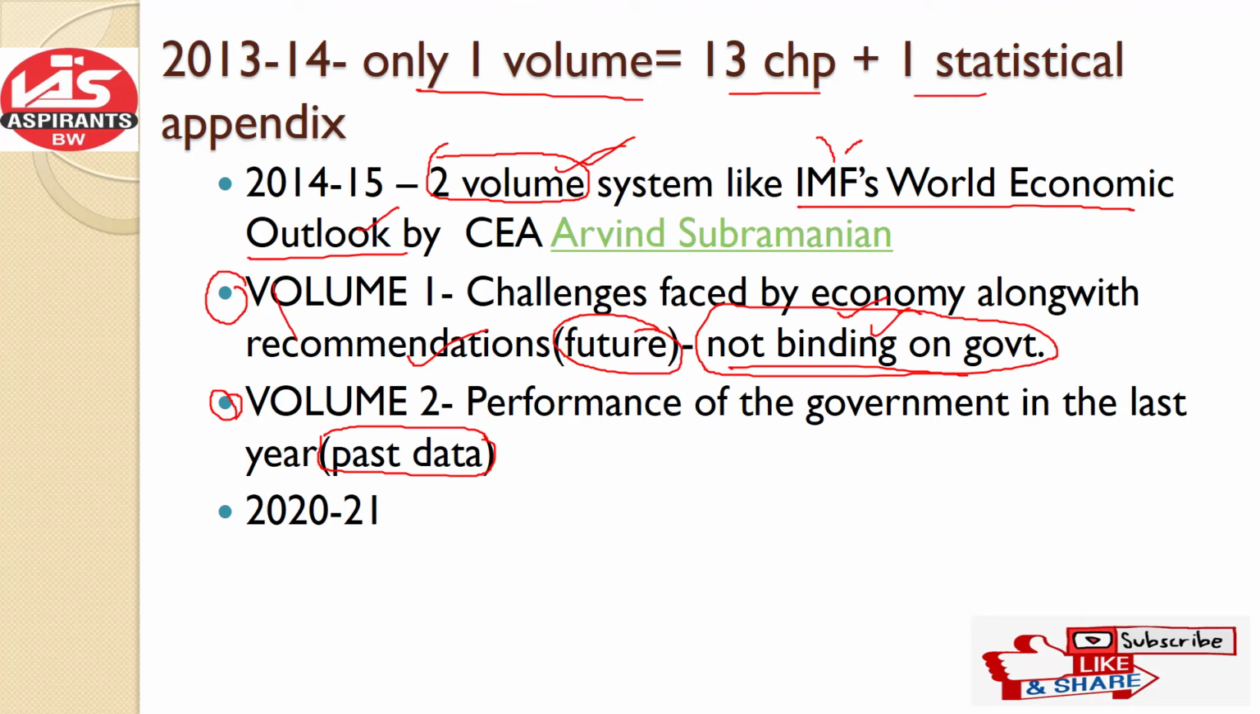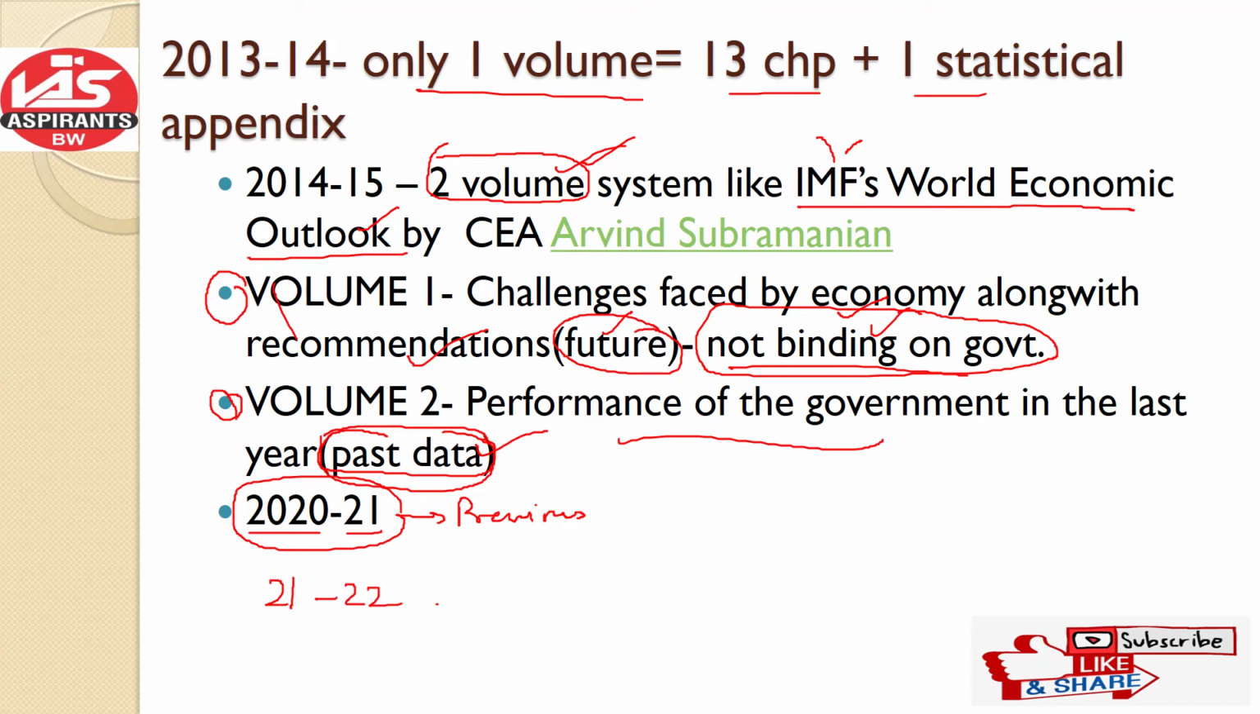So remember, volume 1 talks about future policies and the challenges which are faced by our Indian economy along with the recommendations for the same. And volume 2 is basically the performance of the government in the previous year. That is, it gives the past data. And as I've already told you, when I say 2020-21, which is tabled this year in 21, it basically means the previous financial year, whereas if I talk about the budget, it will be for the next financial year, which is 2021 to 2022. So I hope it is clear.